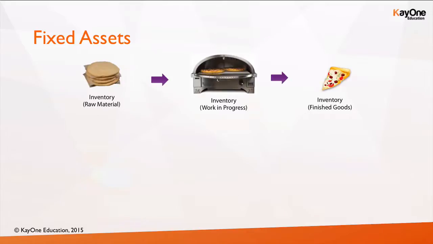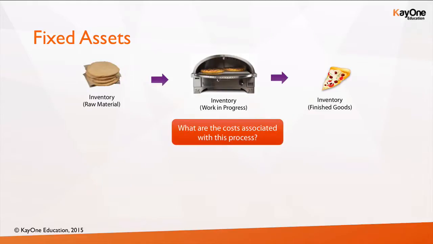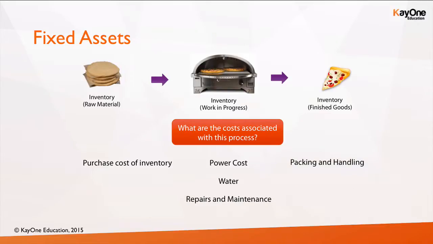Going back to the example of the pizza shop, inventory is purchased in the form of raw materials, it is converted to WIP or work in progress and it's sold as finished goods. So, what are the costs that are associated with this process? At the inventory stage, the cost is the purchase of inventory. In the WIP stage, the cost is the power cost, the water cost, the repairs and maintenance, and so on. And at the finished goods stage, it is the packing and handling charges, the transport and fuel, and so on.